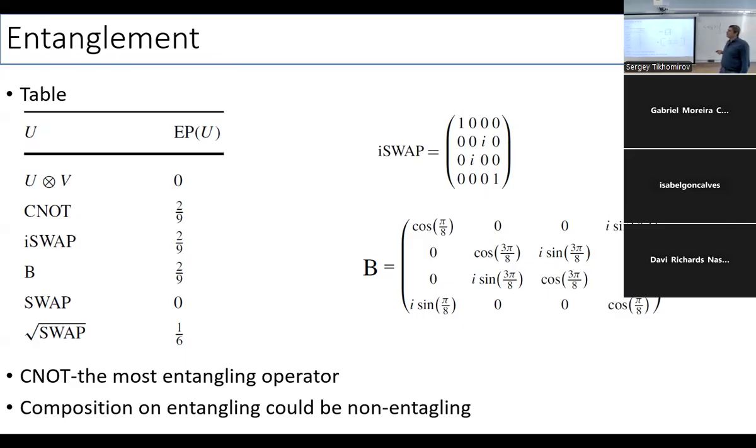First of all, if you act independently on two qubits, then the entangling power is 0. You cannot create an entangled state from a non-entangled one. CNOT has 2/9, and 2/9 is the largest possible value among all the operators. There are also other operators which have the same property. This was iSWAP, which I introduced last time. There is the Berkeley gate. It is here, but it doesn't matter.